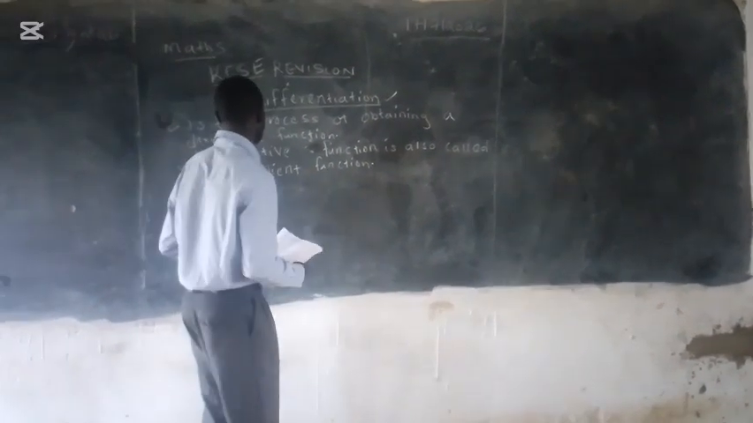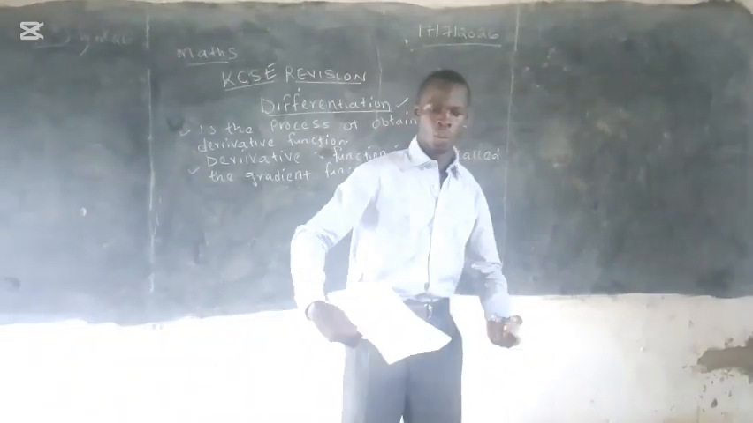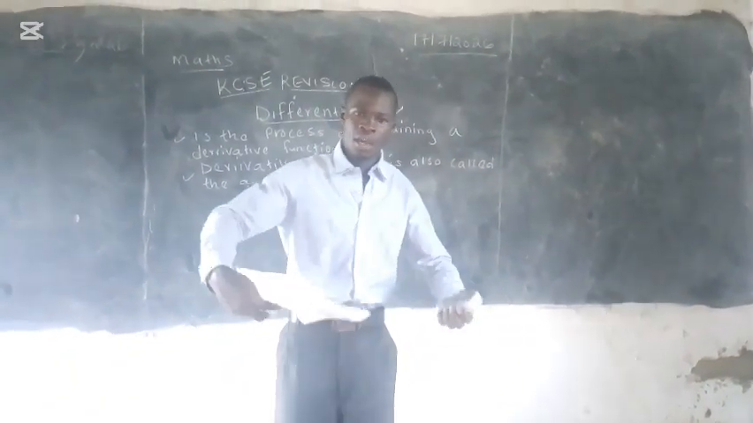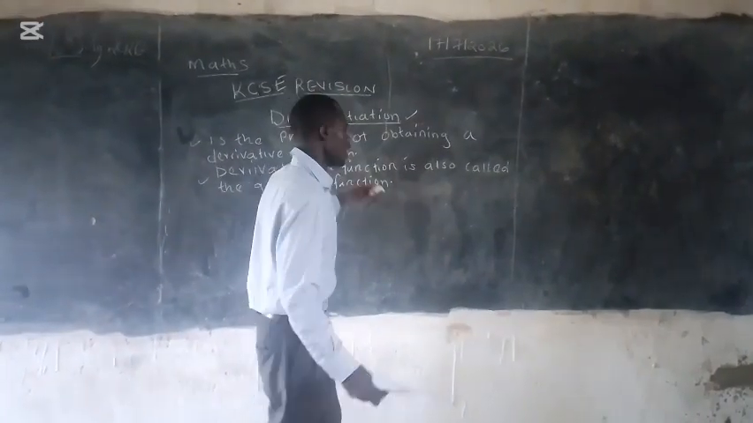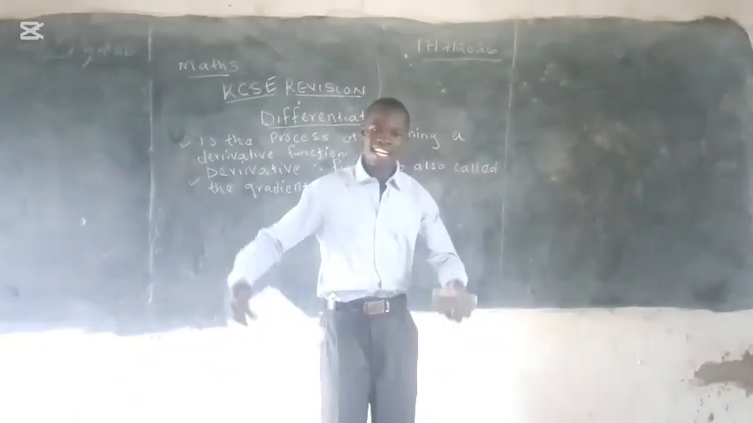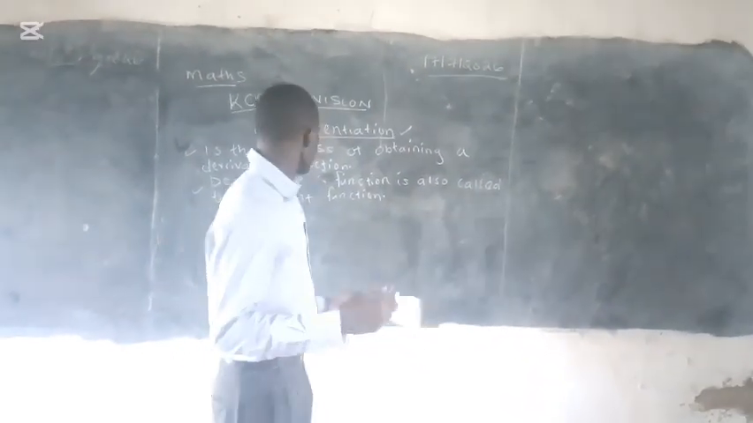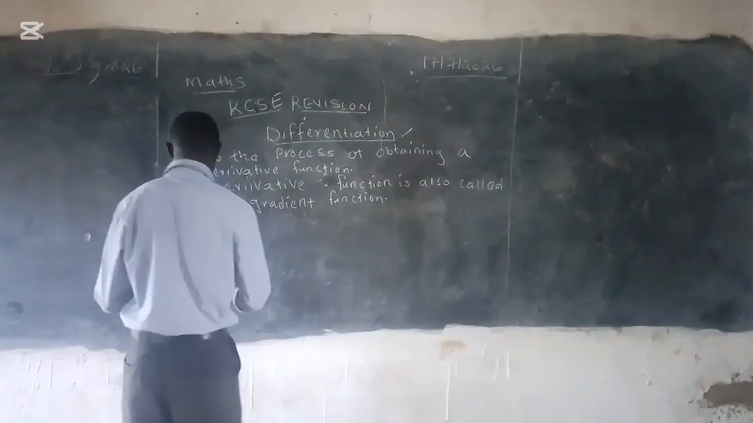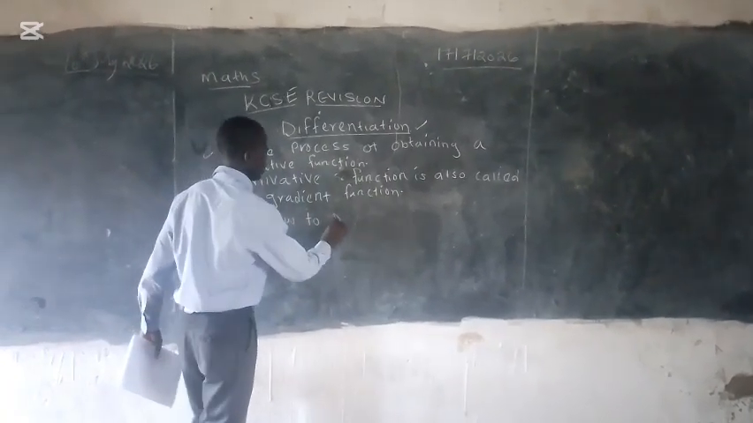Now, students, when we talk about differentiation, it simply means that when we differentiate, we are going to obtain what we call a derivative function. Now, we need to navigate through and understand the process of differentiating. How do we differentiate? Let us look at how to differentiate.